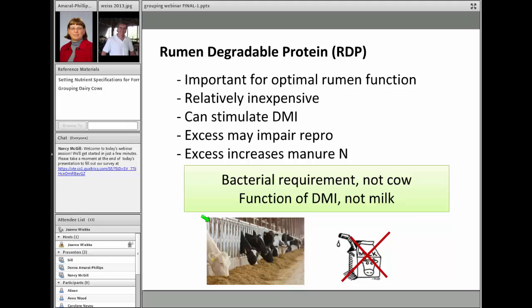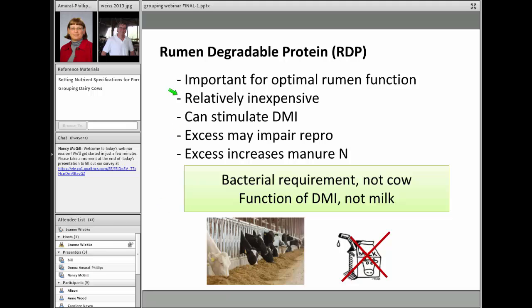The last nutrient before I get back to MP and net energy is degradable protein. Degradable protein requirement is not a function of the cow or of milk production. It's a bacteria requirement, and it's tied to intake. The more a cow eats, the more energy for bugs. The more energy bugs have, the more rumen degradable protein they need.